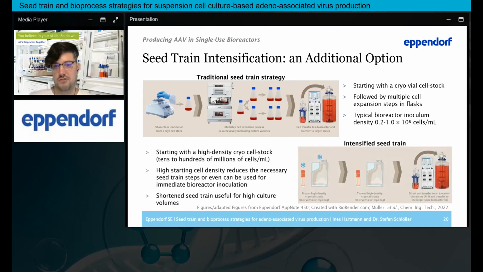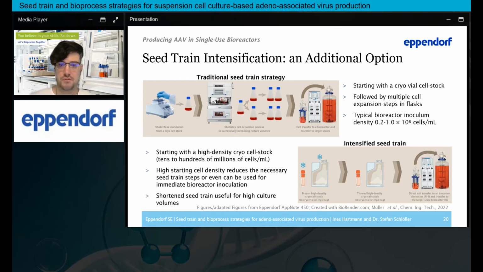However, for larger volumes, you can also do the alternative approach of intensification, which means you start your seed train already with a very high density cryo cell stock. This is usually prepared beforehand, and you can then store it either in a vial or in a bag, depending. And these starting cultures can contain tens to hundreds of million cells per milliliter, compared to usually a million in a usual cryo vial, for example.